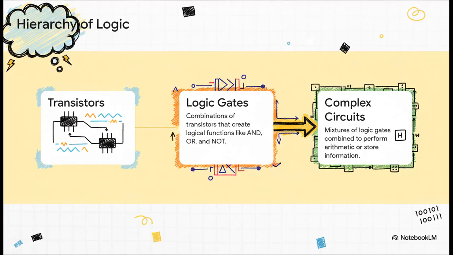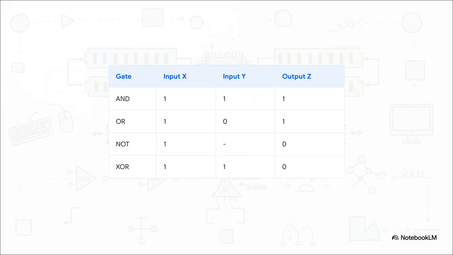We're talking billions of them etched onto a modern chip, and each one is just a tiny, incredibly fast on-off switch. Now, by combining these switches in clever ways, we create what are called logic gates. These are little circuits that can make simple decisions. And then you combine those gates, and you can build complex circuits that can do math or even store a piece of data.